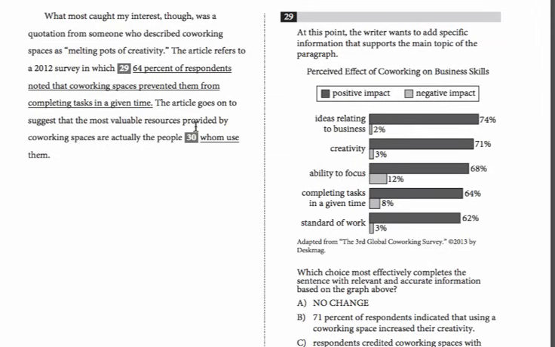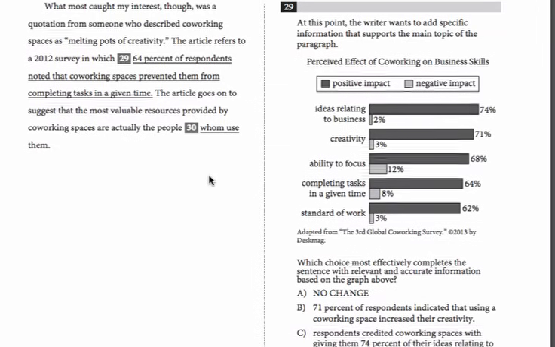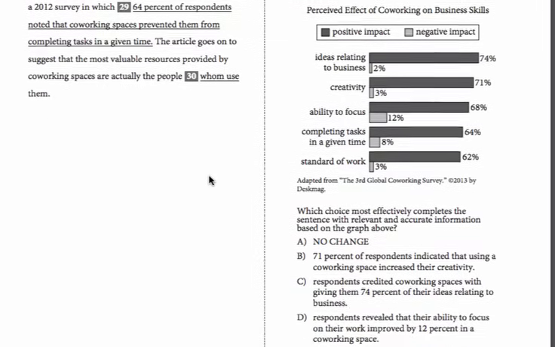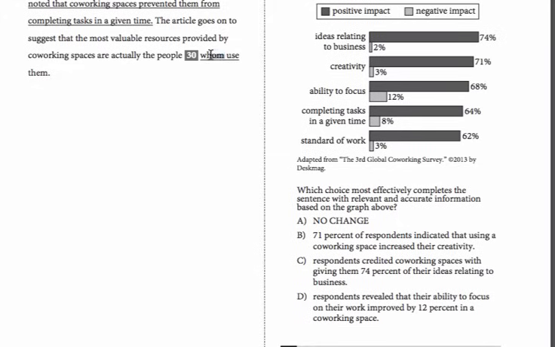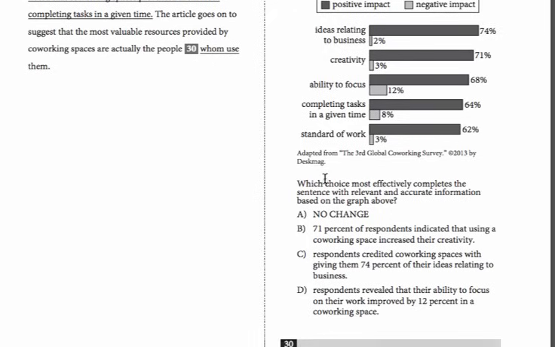Right. The article goes on to suggest that the most valuable resources provided by co-working spaces are actually the people whom use them. Ugh. I already don't like whom. Remember that whom needs to be a direct object or needs to be directly after a preposition. So either the man whom I punched, right? The whom is getting action, or to whom am I speaking? By whom am I spanned? From whom did that information come? So I don't like A.